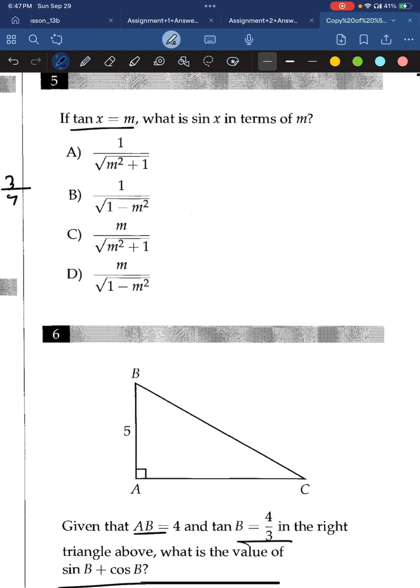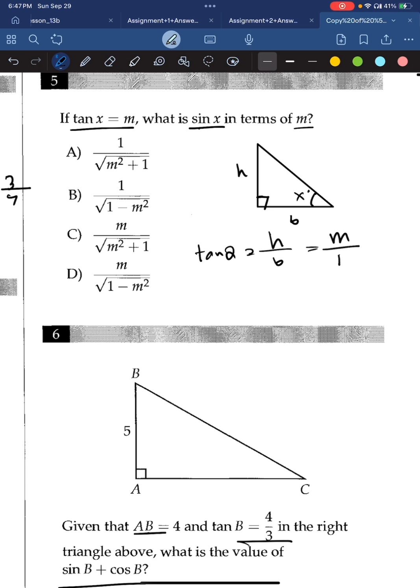If tan x is equal to m, what's sine of x in terms of m? Let's draw the triangle first. Let's say this is our x angle. So it says m. What's tan theta? Tan theta is equal to height over base. This is our height, this is our base. It says it's equal to m, so it's m over 1. So what's height? What's base? Base is equal to 1, height is equal to m.